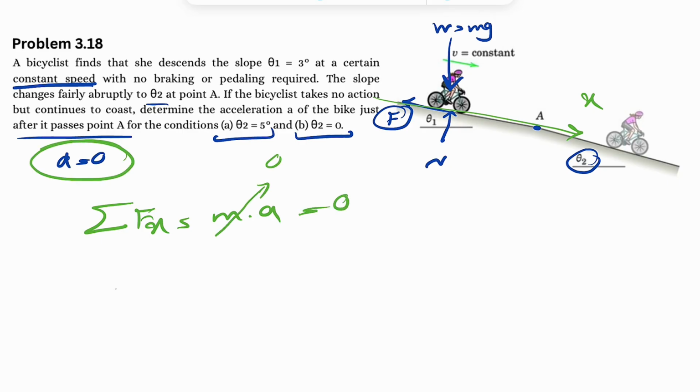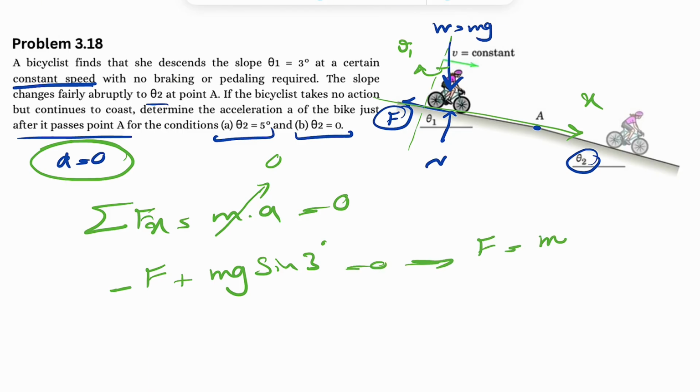So basically we have the force F, which is acting along the negative x-axis, and the x component of the weight, we can show it like that. And obviously this angle right here would also be theta 1. So the x component would be positive mg sine of theta 1, which is 3 degrees, and that's going to be equal to 0. So from here we can find the force F, which is mg sine of 3 degrees.